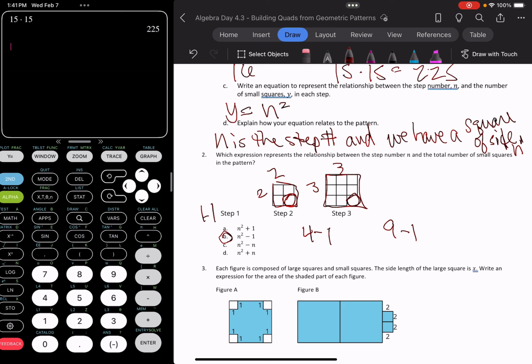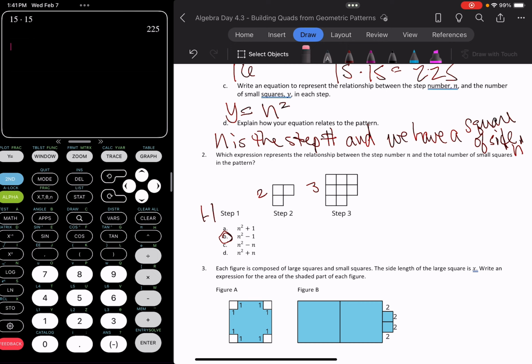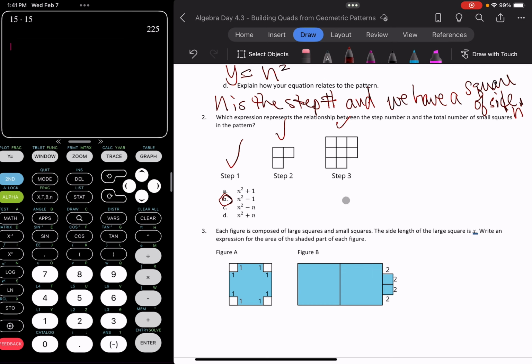Now, if you weren't sure, you could always plug in the step numbers to see what you get, and it should work out. So if you plug in 1 here, 1 minus 1 is 0, that works for this. 2 times 2 is 4, minus 1 is 3, that works here. And then 3 times 3 is 9, minus 1 is 8, which shows that that works here. If you were to plug in the step number for any of these other equations, it would not work out to be the number of squares here.